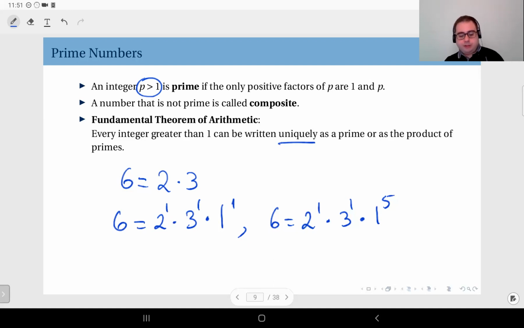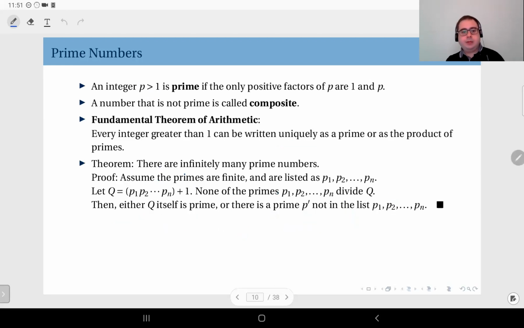Okay, so the fundamental theorem of arithmetic is quite a useful result, and we also use it in the proof of the infiniteness of prime numbers. There are infinitely many prime numbers. So this is the claim, and we are going to prove this. This result is very old, it's ancient, and this proof is very well known. It's based on obtaining a contradiction.